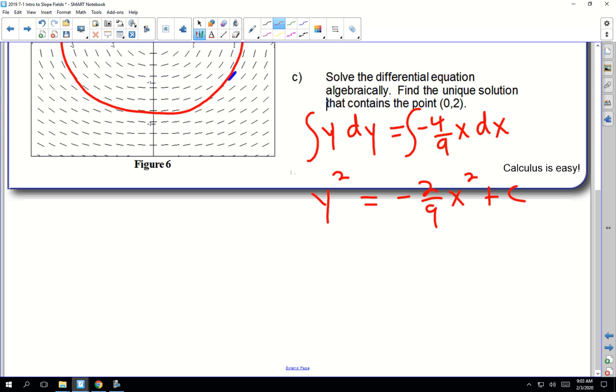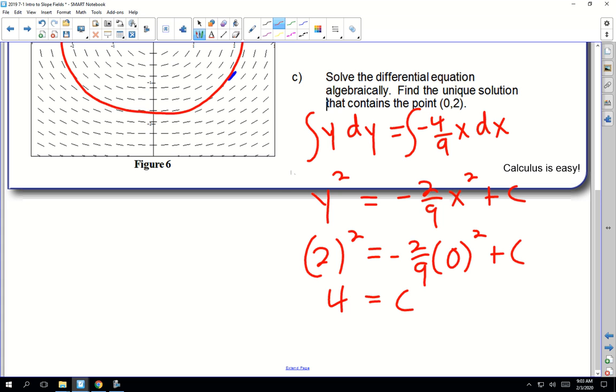And it says find the unique solution that contains the point (0,2). We'll see how close I was in my guess. We're going to plug in at this point 0 for x and 2 for y. I think this is pretty intuitive. If I want to get c, I wish I had an x and a y to plug in. Well, I do. I have a 0 and a 2. So I plug in my 2 here, plug in my 0 for x, and what does c equal? 4, just as we expected.